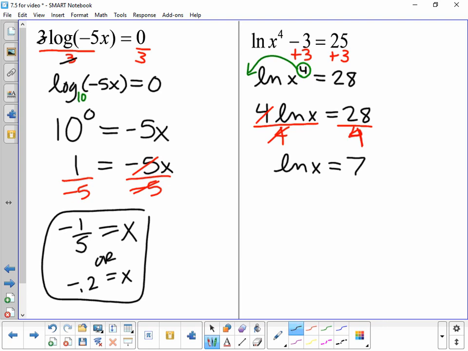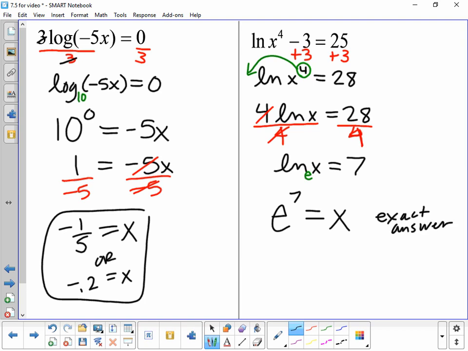We've got the equation simplified to the point where we could rewrite it. And again, sometimes people get stuck here because the base is not physically present. But we know a natural log, ln, is base e. So if we rewrite this, it would be e to the 7th power is equal to x. E to the 7th power is just a number. If we wanted an exact answer, that would be the exact answer.